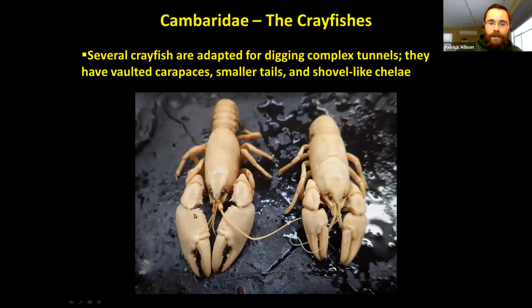When we look at a burrowing crayfish versus a stream-dwelling crayfish side by side, you can really see what I mean by that vaulted carapace. See how much taller and thinner this crayfish looks from the front point of view compared to the almost barrel shape of the stream-dwelling crayfish. That's how different these critters end up looking because of that.